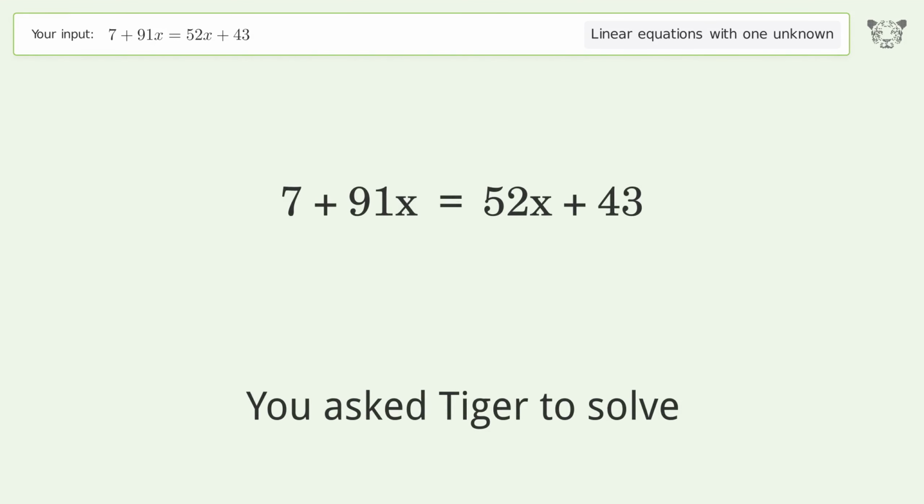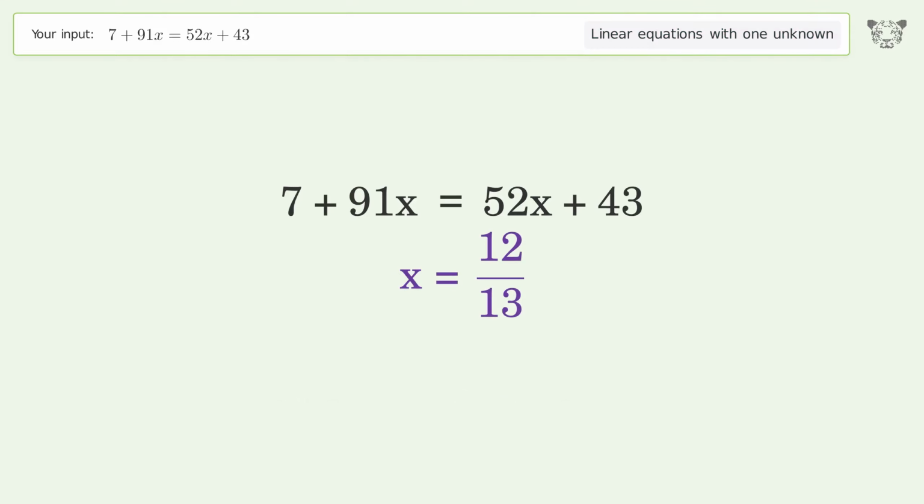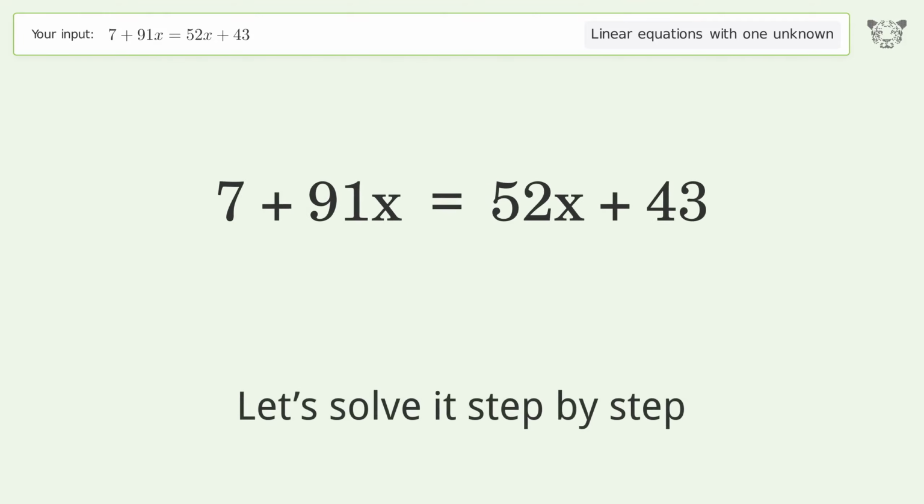You ask Tiger to solve. This deals with linear equations with one unknown. The final result is x equals 12/13. Let's solve it step by step.